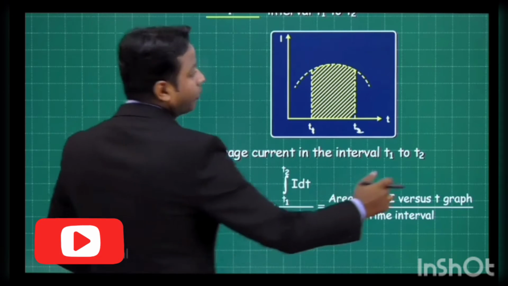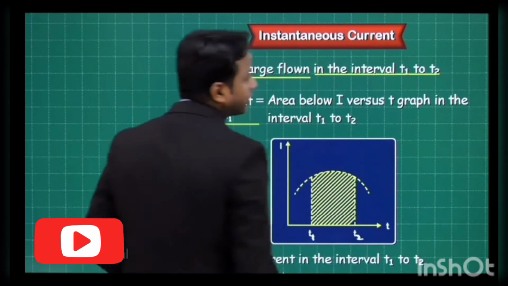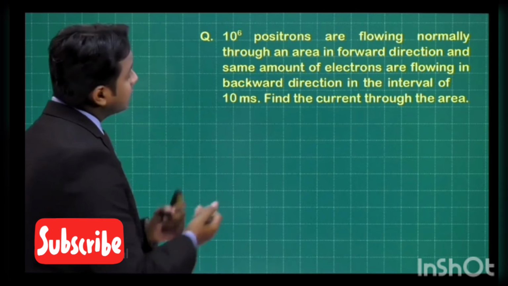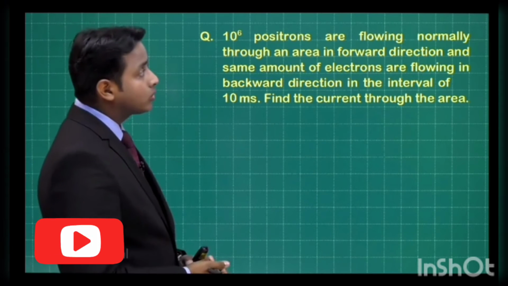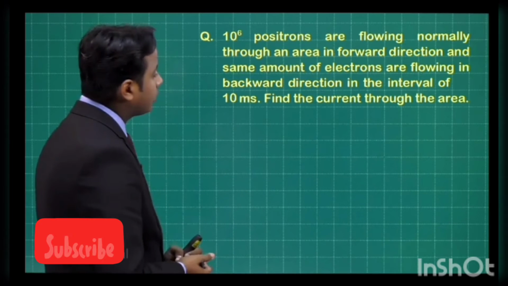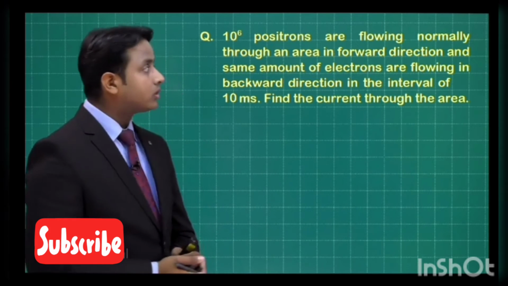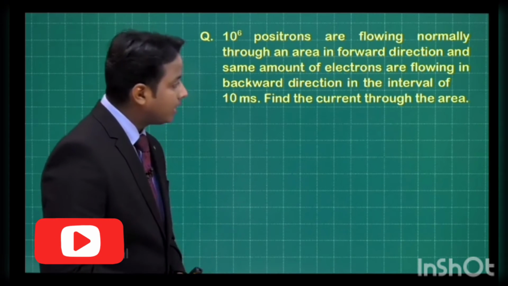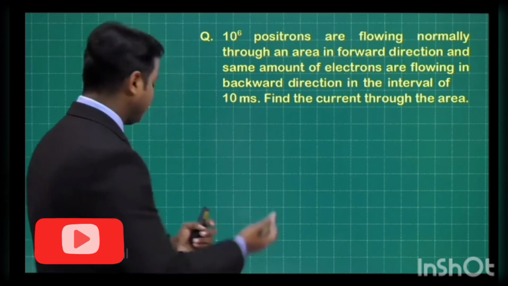So for a better understanding of these concepts, let's try to solve some questions and add to our knowledge. Question number 1 says 10 to the power 6 positrons are flowing normally through an area in the forward direction, and the same amount of electrons are flowing in the backward direction in the interval of 10 milliseconds. Find the current through the area. So let's try to solve this question.